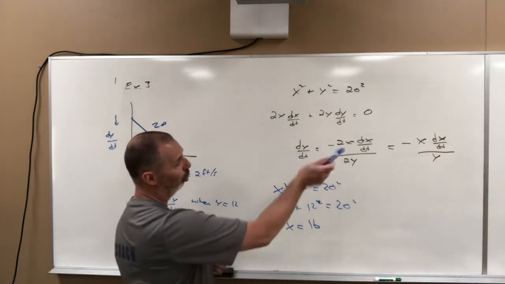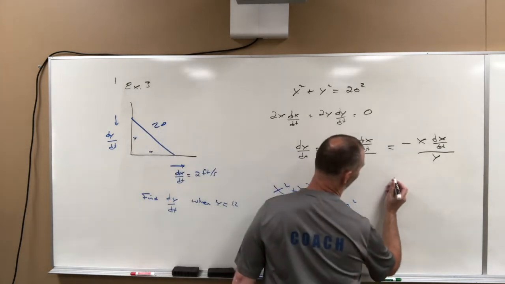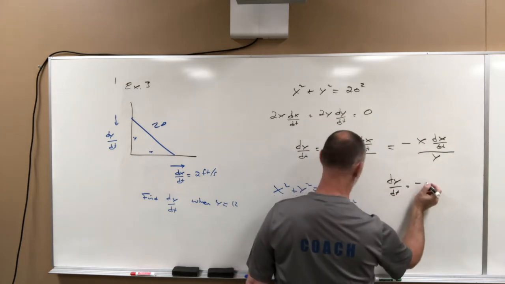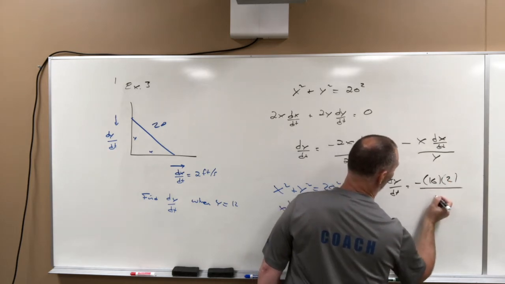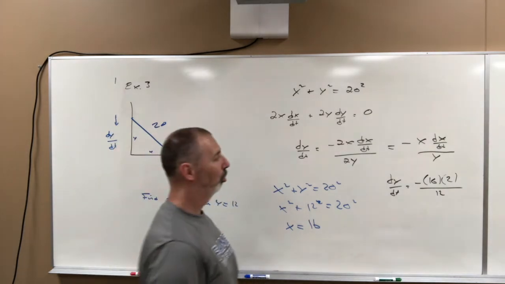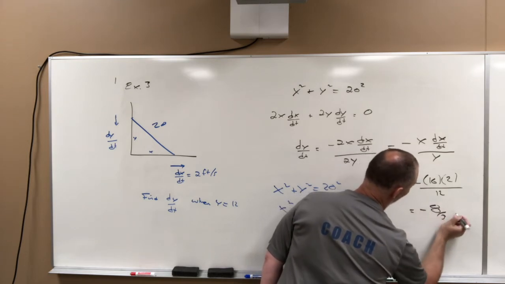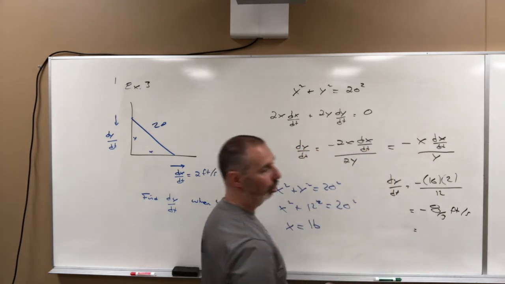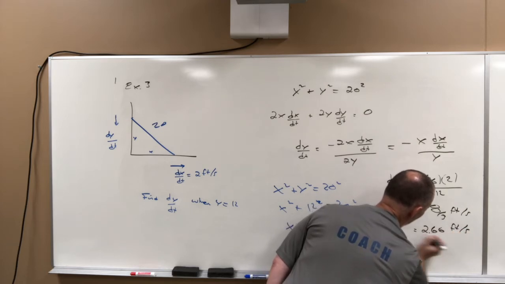Now we can go back and finish our question. We know what x equals, so I'm going to rewrite it. We're going to go dy/dt, and we're going to use our formula. We have negative x, which was 16, dx/dt is 2, y is 12. We can either use fractions or decimals. If we use fractions, it is negative 8/3 feet per second. If you would rather use decimals, it is negative 2.66 feet per second.